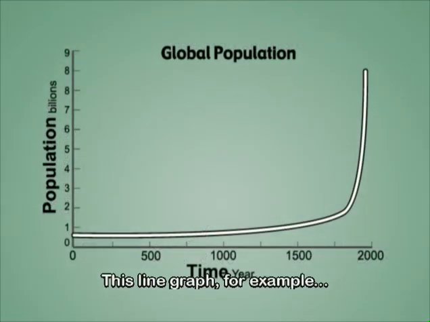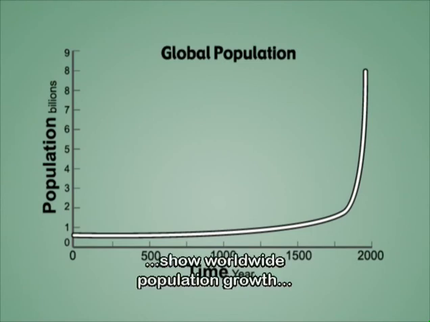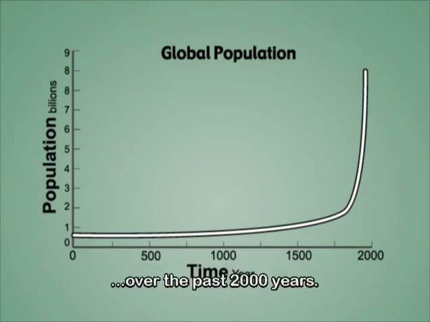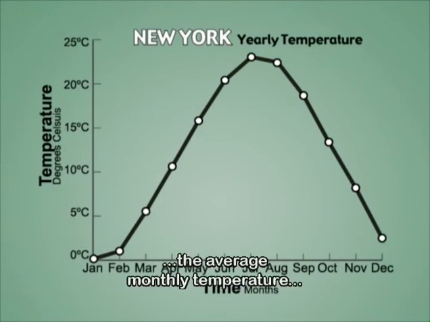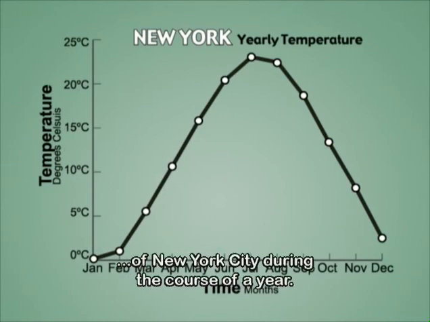This line graph, for example, shows worldwide population growth over the past 2,000 years. And this line graph illustrates the average monthly temperature of New York City during the course of a year.